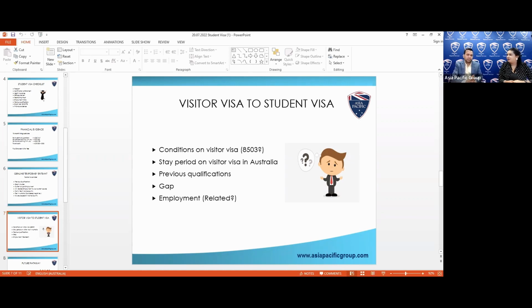So if you have condition 8503, which means a no further stay condition, then basically we cannot lodge any other visa once we arrive in Australia. Okay, so that is the only thing. Otherwise, definitely we can go ahead. Okay, and the other thing we need to think about is how long they have been in Australia. Yes. Okay, we get clients who came to Australia 2 days ago and now they are in the office, they want to lodge the visa today.